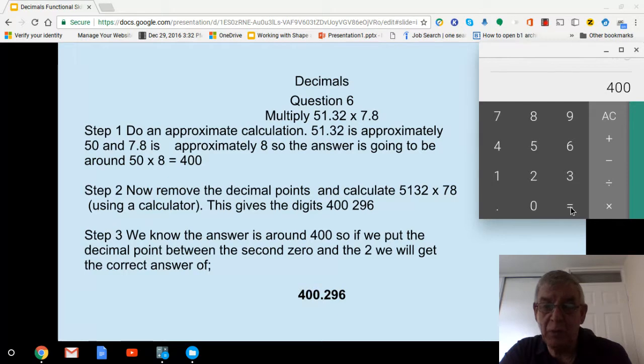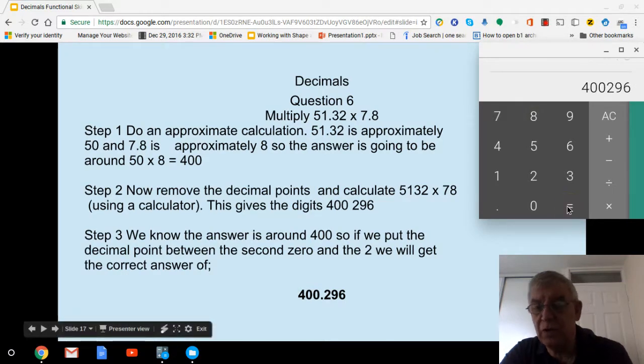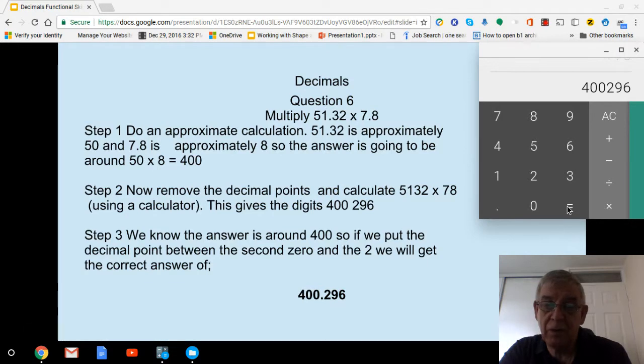Now, if we remove the decimal points from all of the numbers that we're going to deal with, we can just put the numbers at the calculator without the decimal point. 5, 1, 3, 2, and then we're going to multiply that by 78, which will give us the numbers that are going to appear in our answer. From our approximate calculation, we know the answer is around about 400.